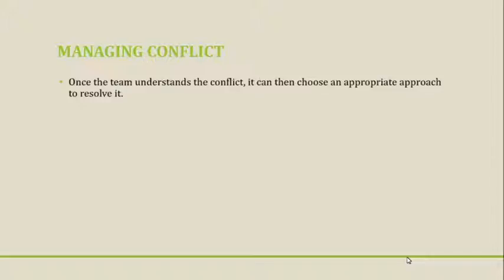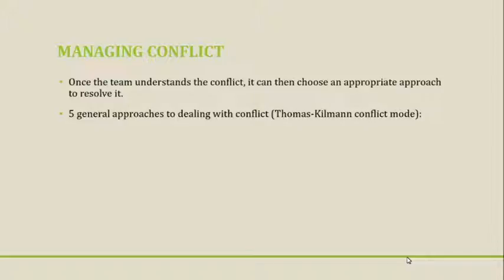Once the team understands the conflict, it can then choose an appropriate approach to resolve it. There are 5 general approaches to dealing with conflict. Avoidance. Although avoiding or denying the existence of conflicts usually does not cause a dispute to go away, there are times when avoidance is appropriate in the team situation.